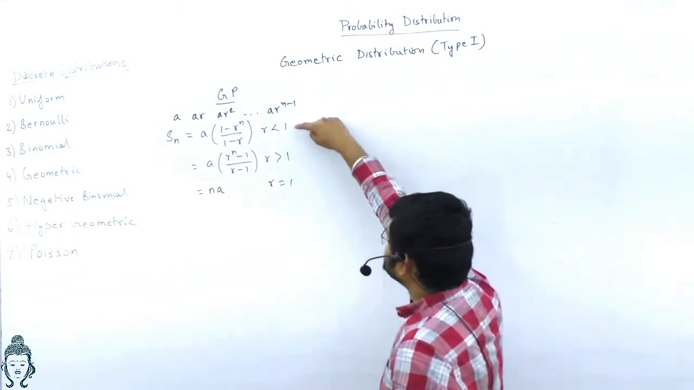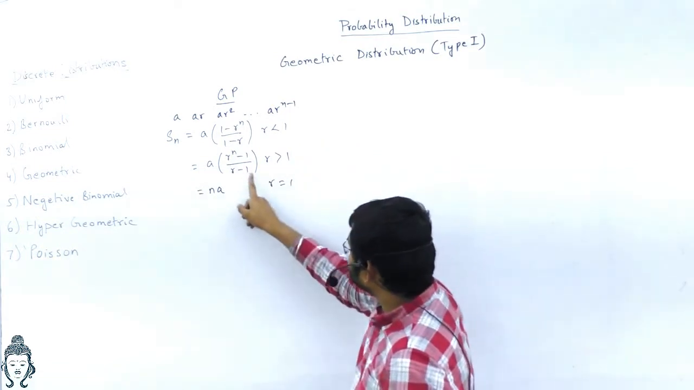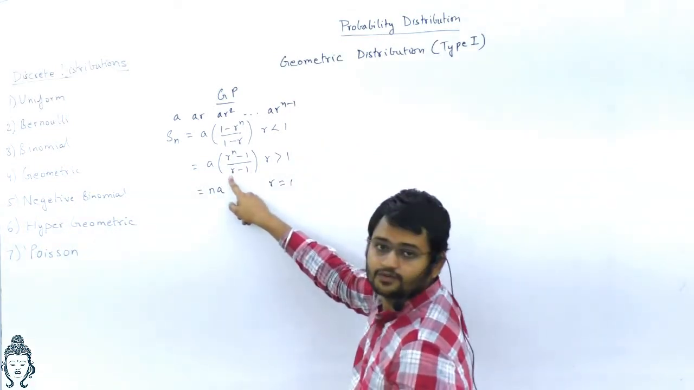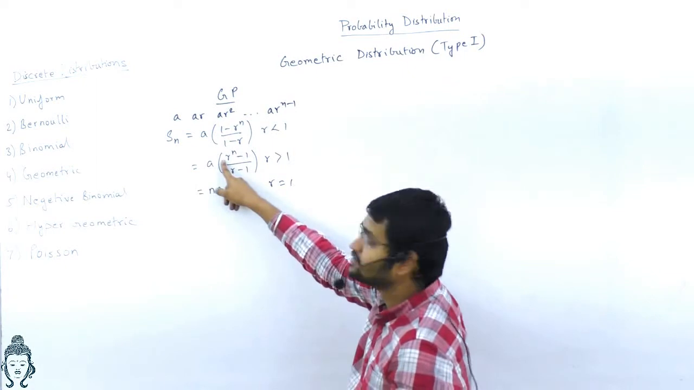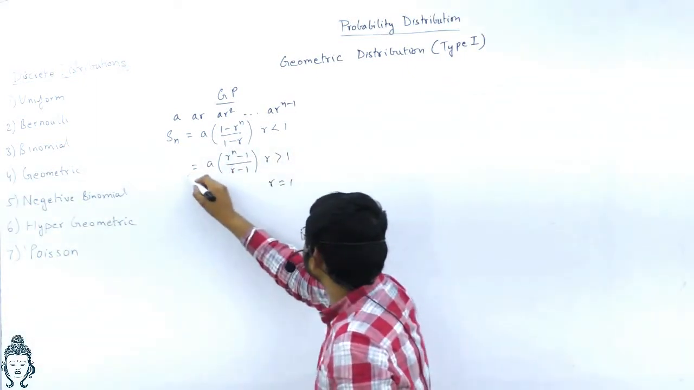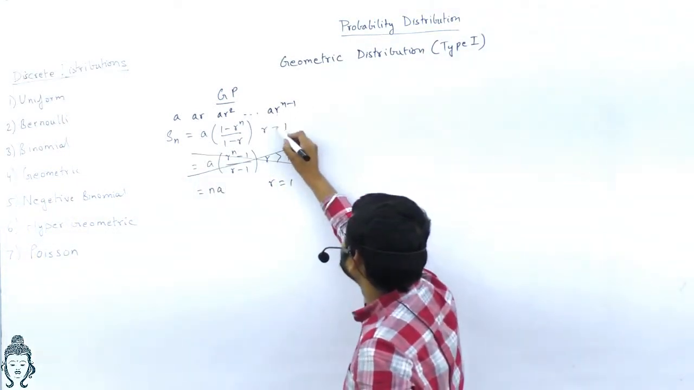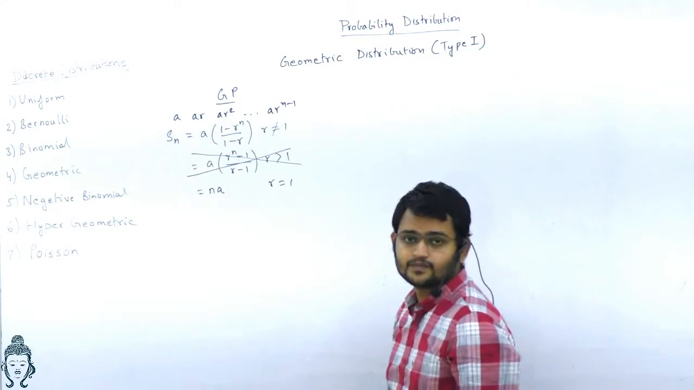Now if you see, the first term and the second term is basically the same thing. If you take minus 1 common from the denominator as well as minus 1 common from the numerator, you get the above value. So I would suggest to remember only one, that is r not equal to 1.